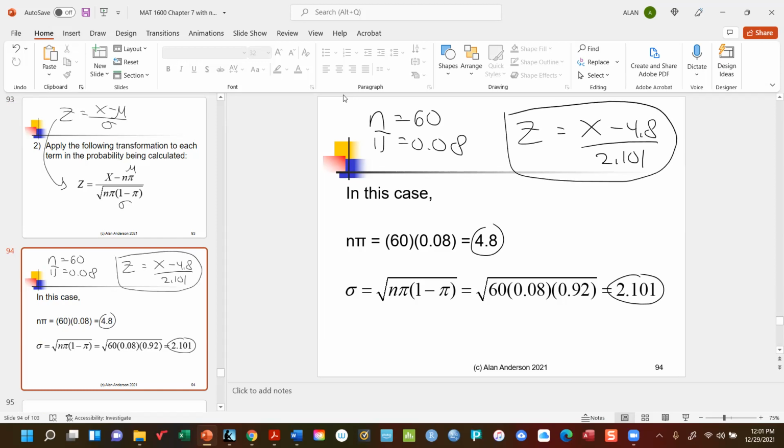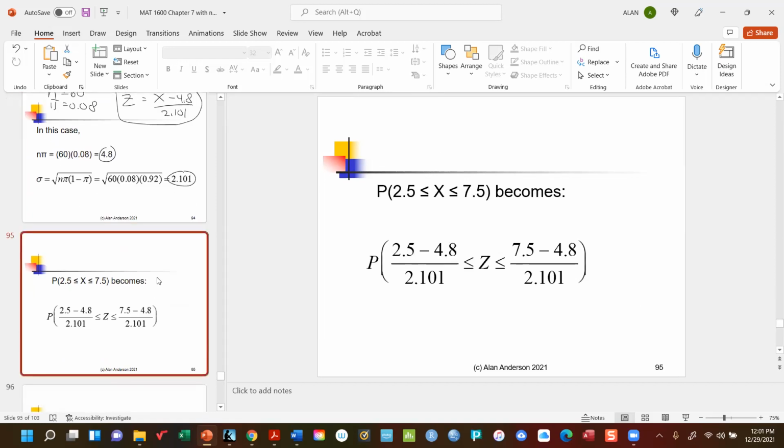Okay, so the only thing that's really different is that the mean and standard deviation are coming from the binomial distribution rather than the normal. All right, so let's take a look and see how that works.